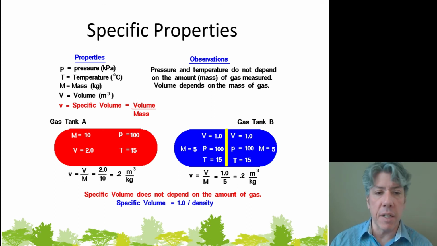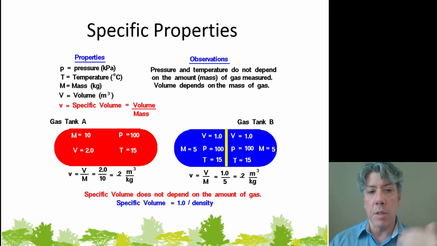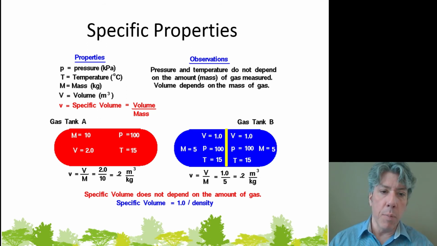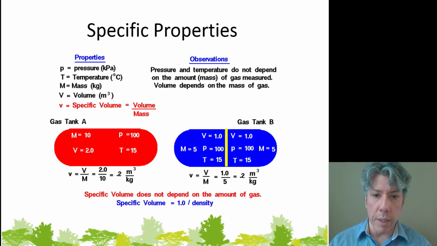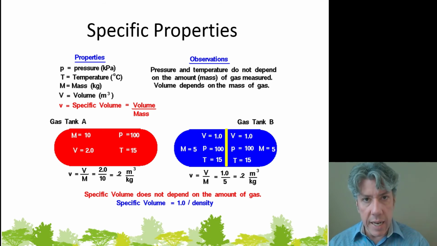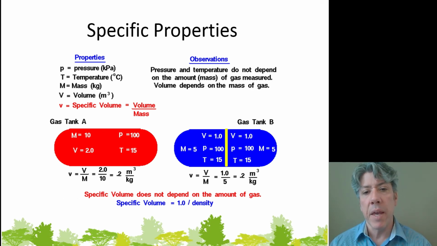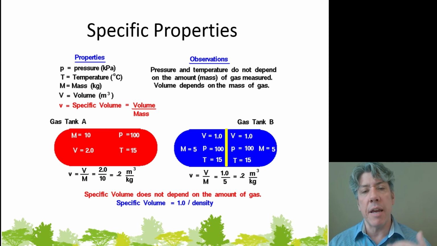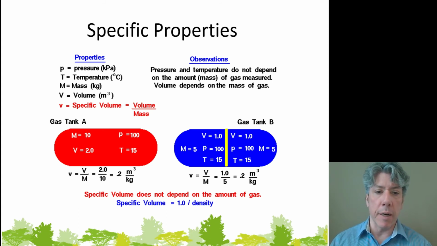So let's look at the left-hand tank, for example, and take the total volume, 2 cubic meters, divided by the total mass, 10 kilograms. We end up with 0.2 cubic meters per kilogram. Now, in the right-hand tank, tank B, that has been broken into two parts, at least in our imagination, we could do the same sort of thing and calculate a so-called specific volume. Let's just take the left-hand side, for example. It has a volume of 1 cubic meter with 5 kilograms of mass. That ratio, 1 over 5, is still 0.2 cubic meters per kilogram.